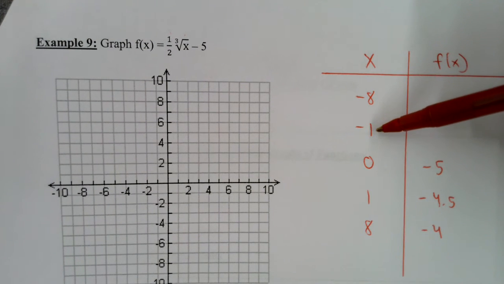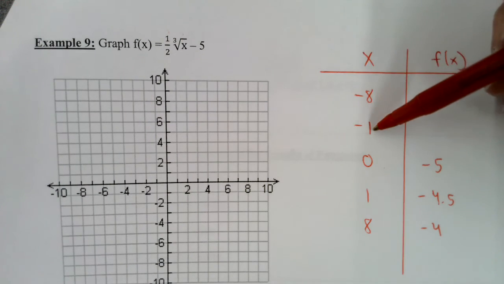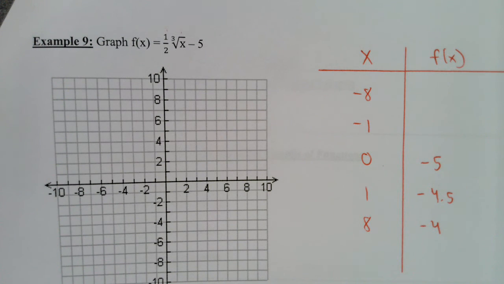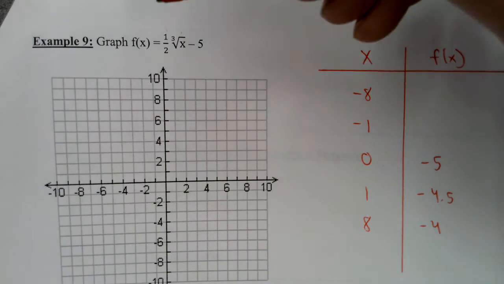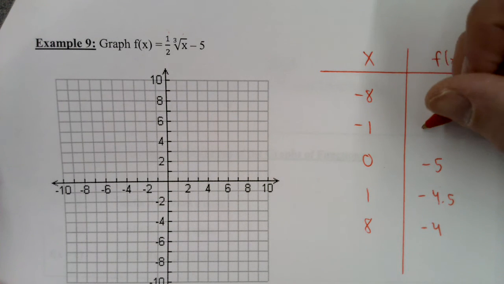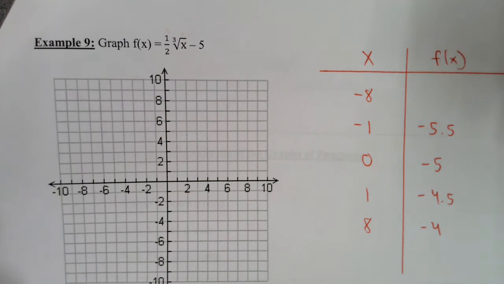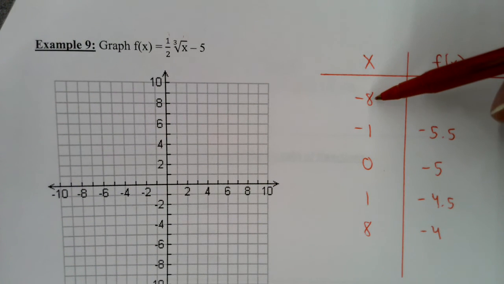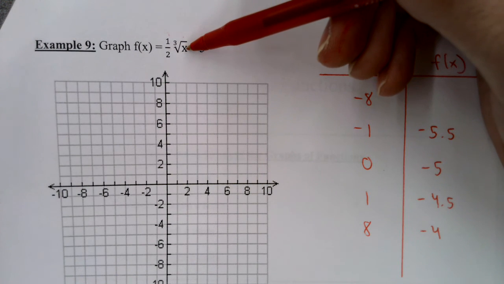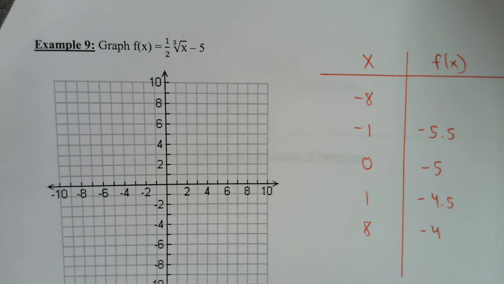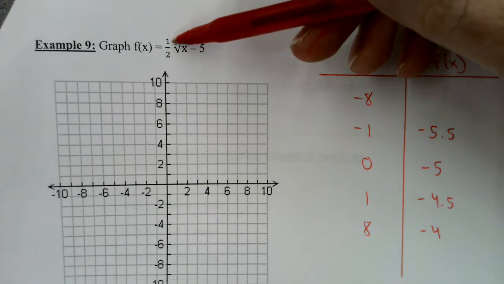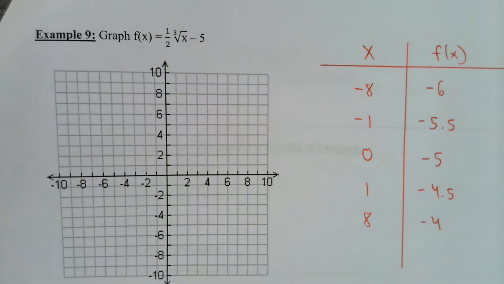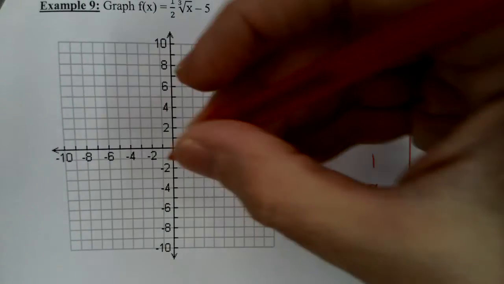When x is -1, the cube root of -1 is -1. -1 times a half is -1/2. And -1/2 minus 5 gives you -5.5. And when x is -8, the cube root of -8 is -2. -2 times a half is -1. Minus 5 gives you -6. So that's what we'll graph.